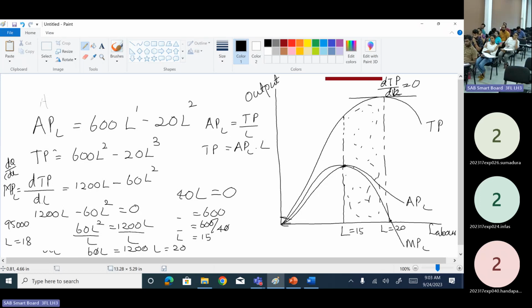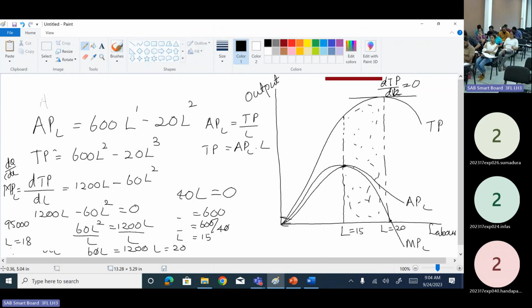You can separate the options, right? One is hiring 18 labor inputs. Is this rational or not? That is in between this area, right? That is a rational decision. If it is over 20, it's not rational. Less than 15, not rational, right? Between 15 and 20, that is the region where the producer maximizes output, right? So that is okay.